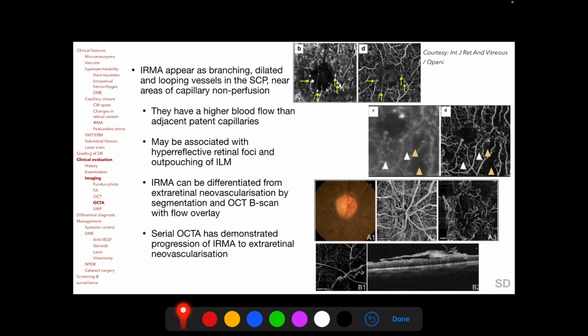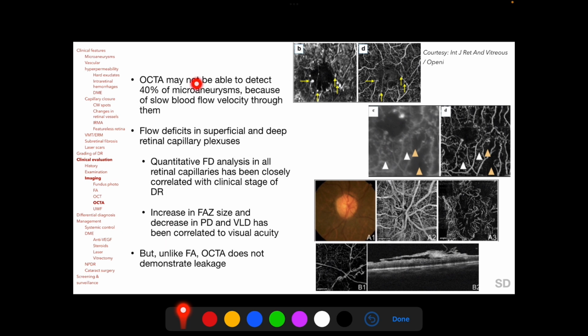OCTA may not be able to detect 40% of microaneurysms because of slow blood flow velocity through these microaneurysms, and OCTA, as we have mentioned, can also detect flow deficits in superficial and deep retinal capillary plexuses in eyes with diabetic retinopathy. But unlike fluorescein angiography, OCT angiography does not demonstrate leakage, which may actually be an advantage in delineating the fine details of the neovascular complex.